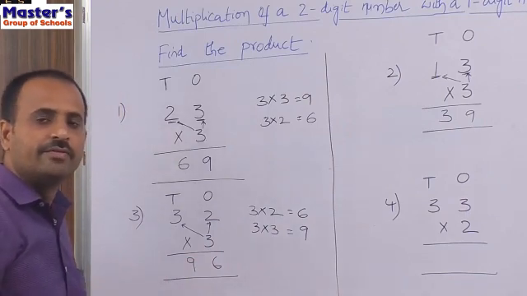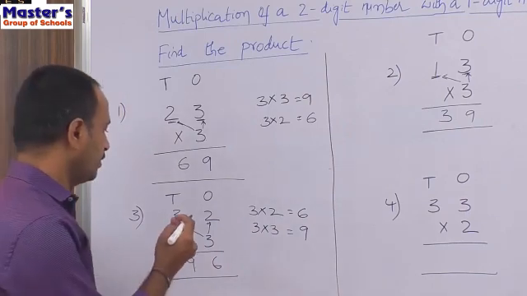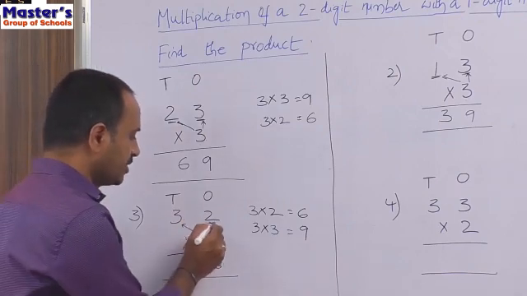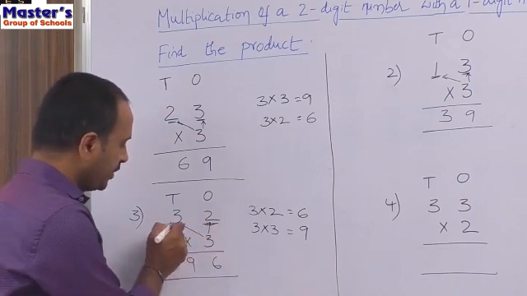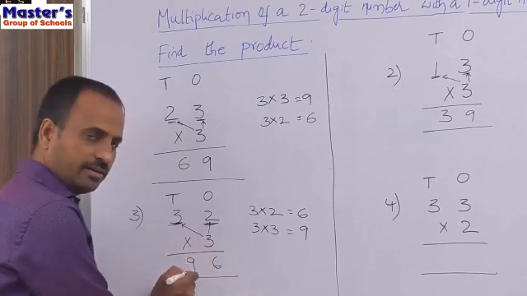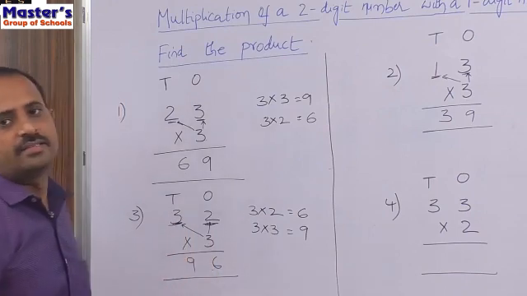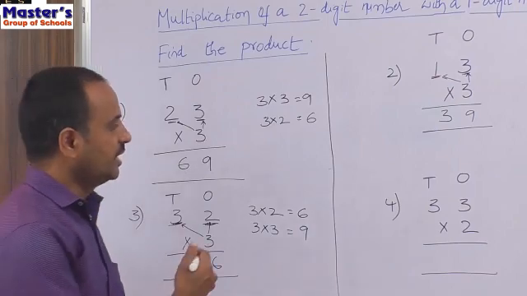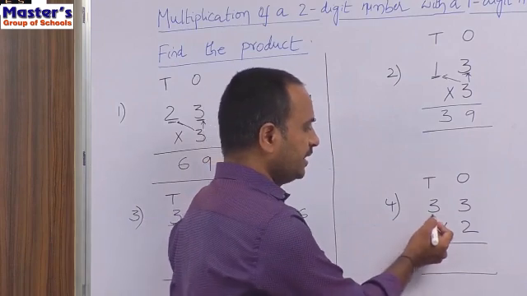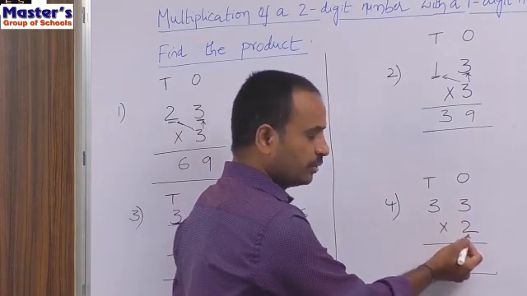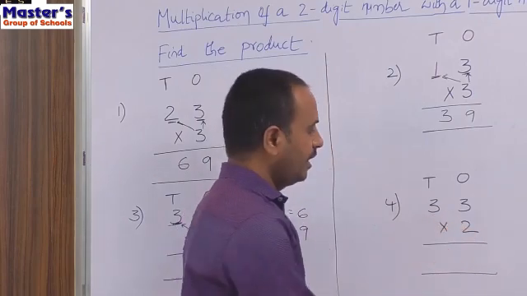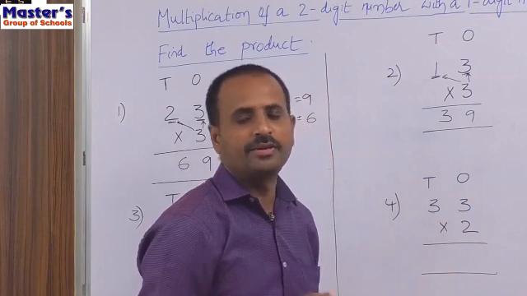So in this way, we can do this multiplication of a 2-digit number with a 1-digit number. First multiply with the ones place and next multiply with the tens place. So 3 2s are 6, 3 3s are 9. The answer is 96. Now see another problem here. So what is the fourth problem here? Children, 33 into 2. Here 33 is a 2-digit number and 2 is a 1-digit number.